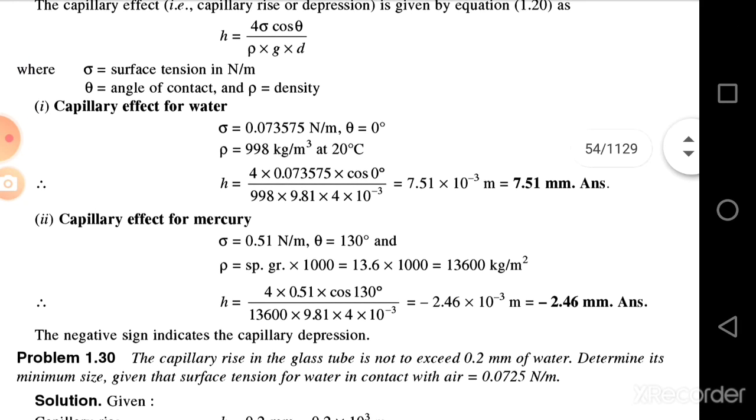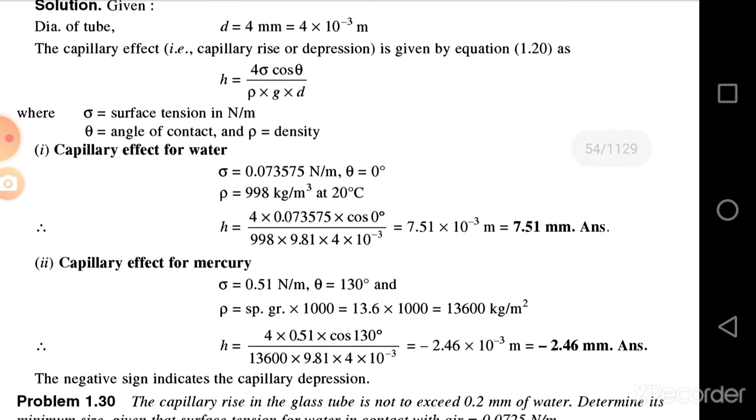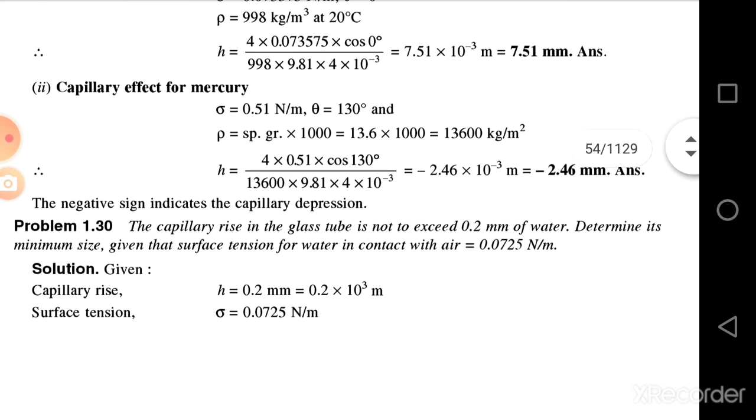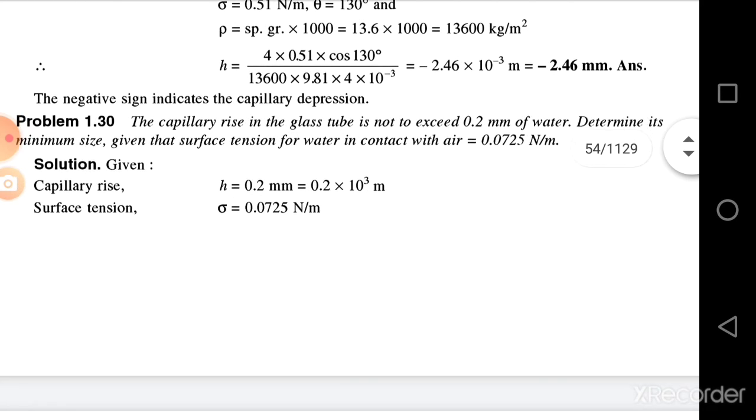So we'll solve the problem. Expression is 4 sigma cos theta by rho g d. Capillary effect for water, h is, substituting all the values, 7.51 millimeter. Capillary effect for mercury, to the same expression, cos 130 being negative, you get minus 2.46 into 10 power minus 3 meter. It is minus 2.46 millimeter. That is, it goes down, depression.